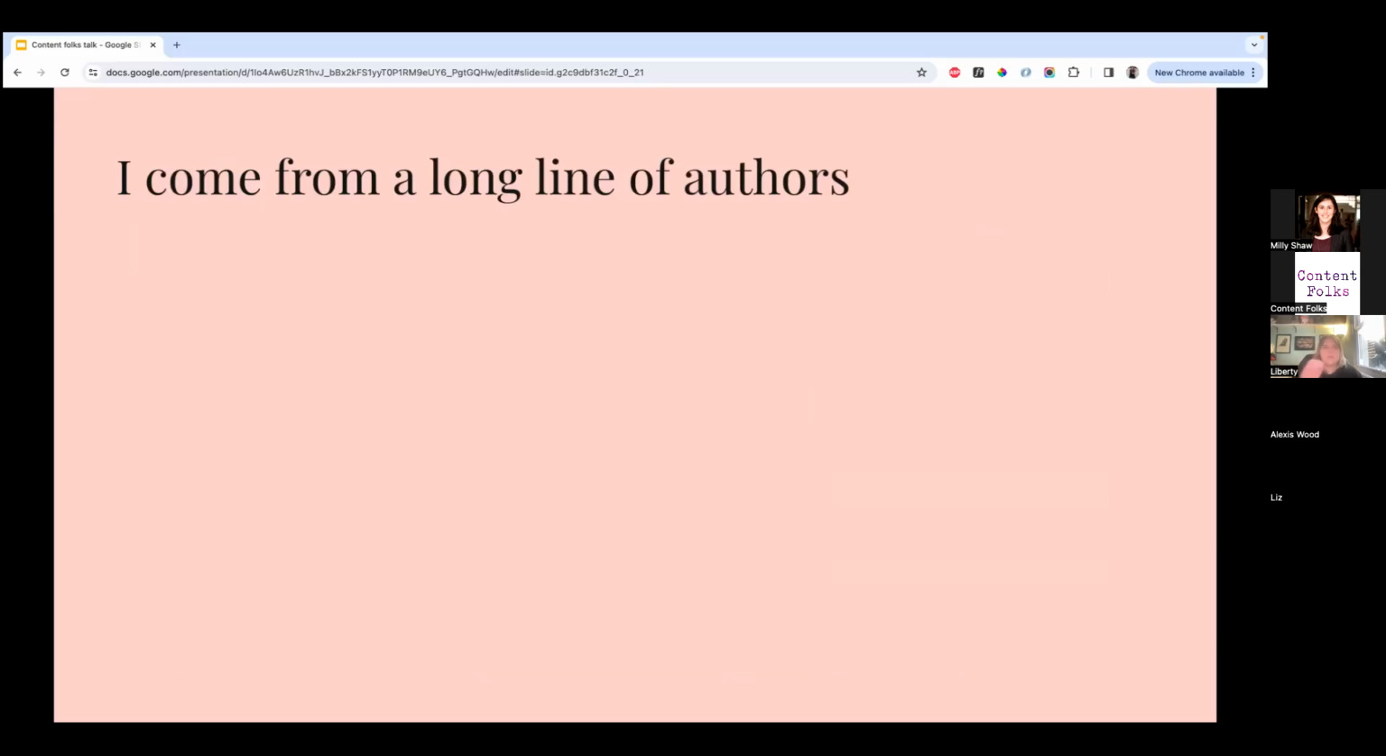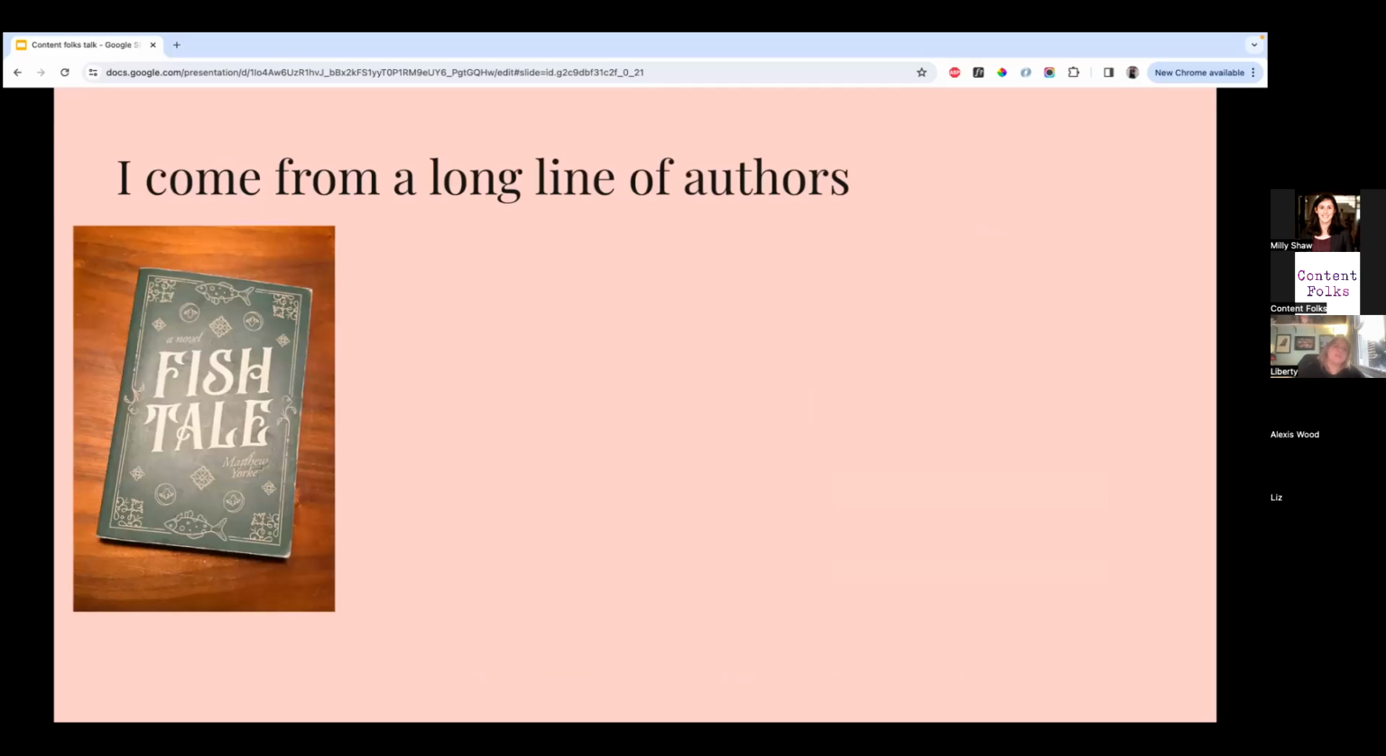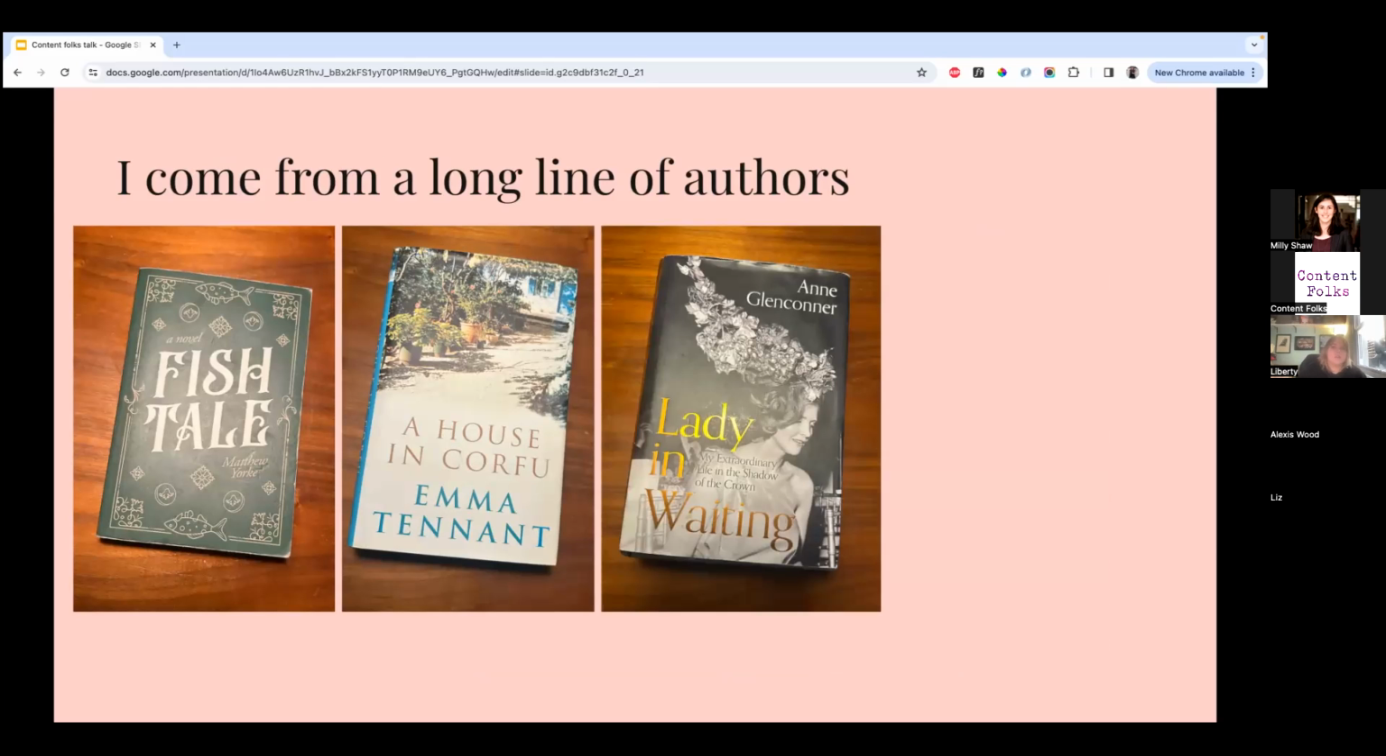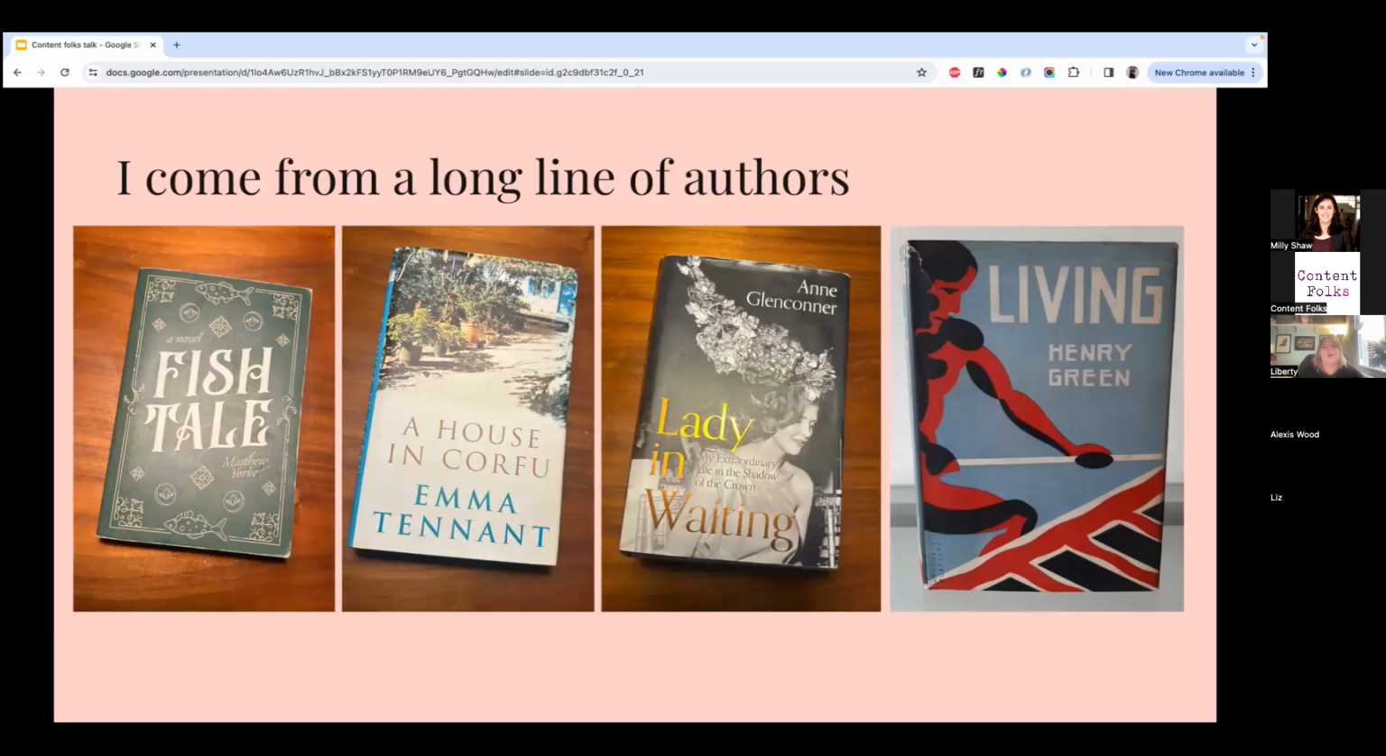these pictures. I also come from a long line of authors. So my dad is an author. This is one of his books. My granny, she was an author. This is one of her books. My great aunt, she is now an author. This is her first book. And my great granddad, he was also an author.